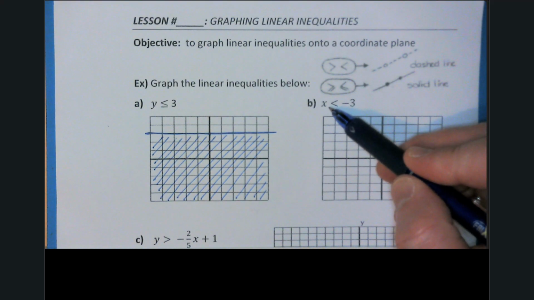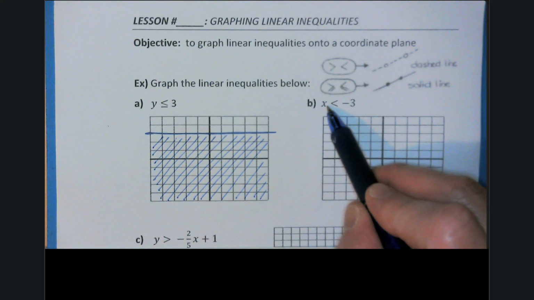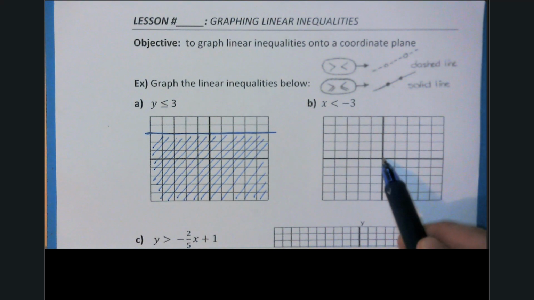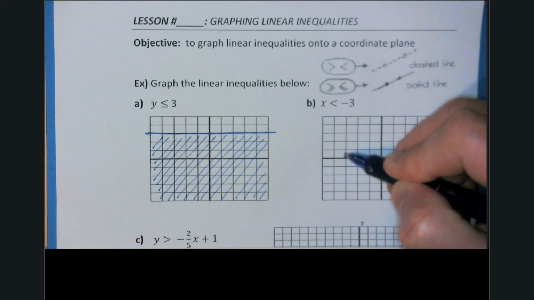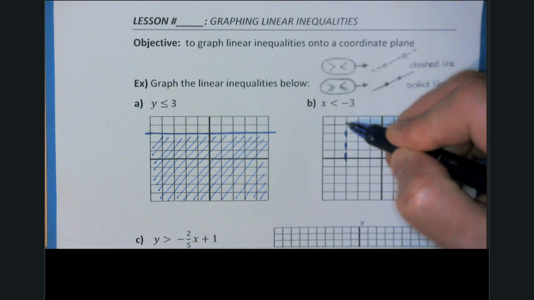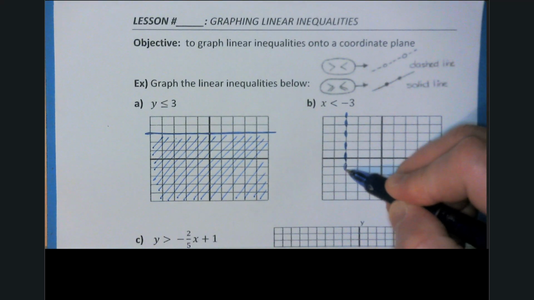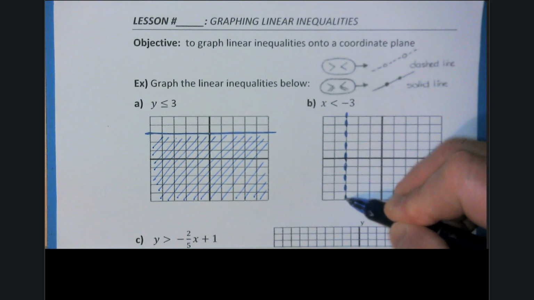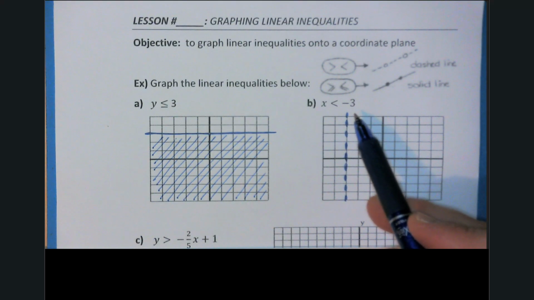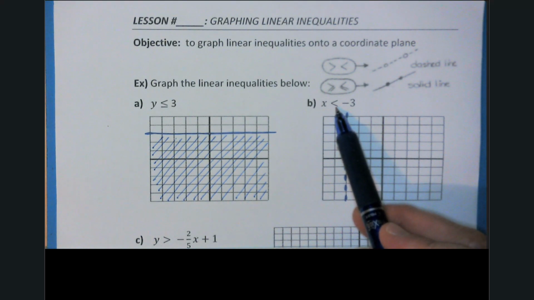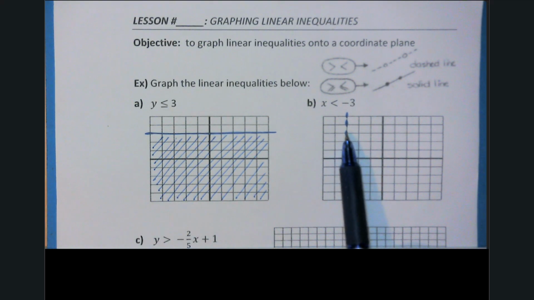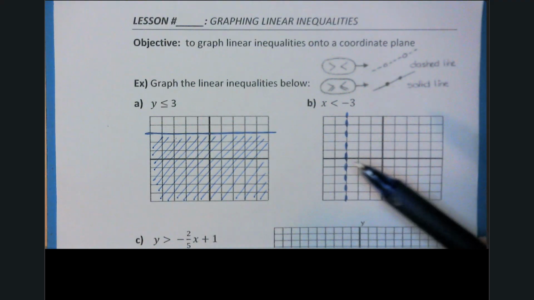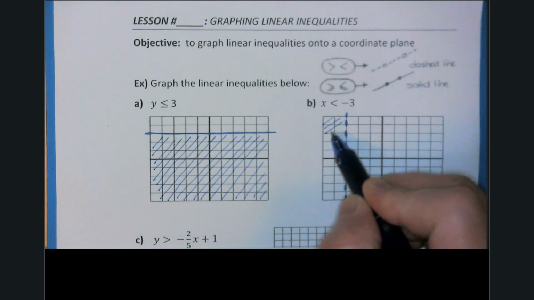Next problem has x less than -3. Because the x is the one that is alone, I'm going to look on the x-axis for -3, so -1, -2, -3. And here I'm going to use a dotted line, like that. In this situation we have less than, so here's -3. What are the numbers less than -3? They will be the numbers to the left of this dotted line. So we're going to shade in this region right there.